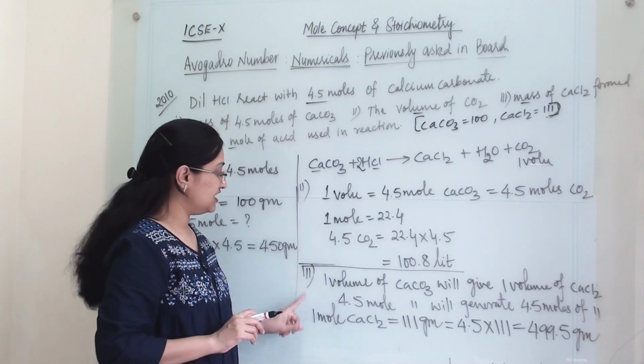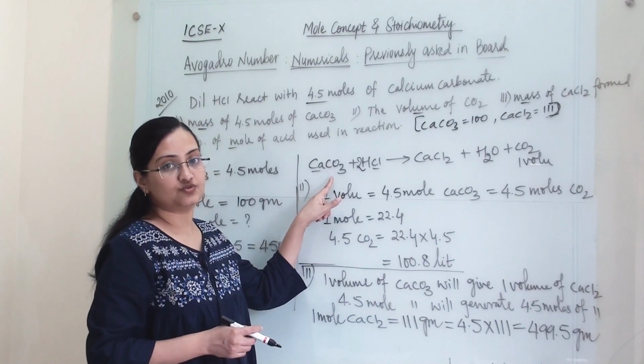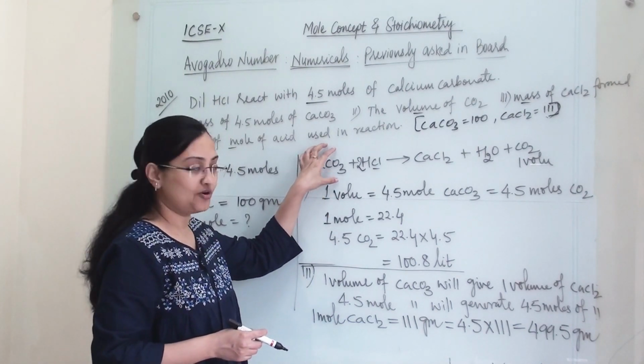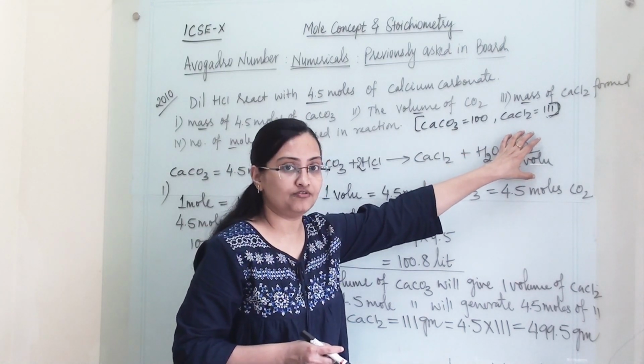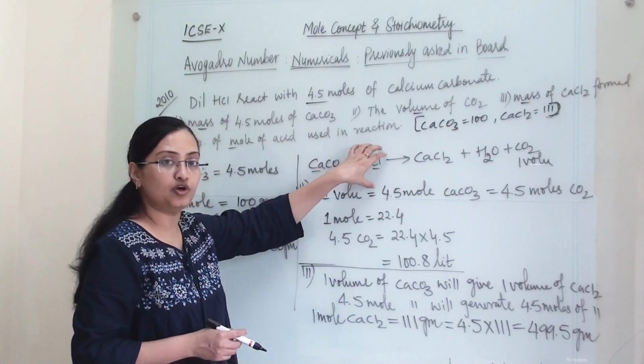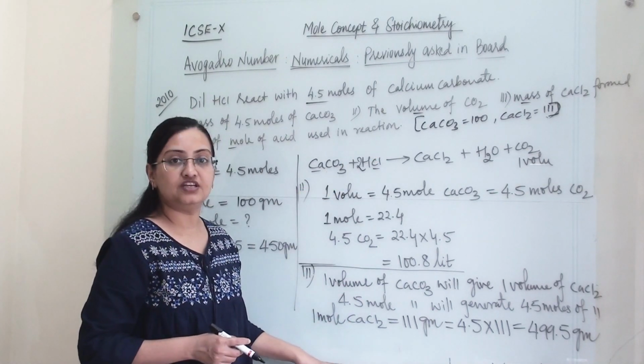Here both of these things we have calculated directly from calcium carbonate's volume. That if one volume of this, then one volume of this, one volume of this, and one volume of carbon dioxide, and here two volumes of hydrochloric acid. So that is how we need to find out.